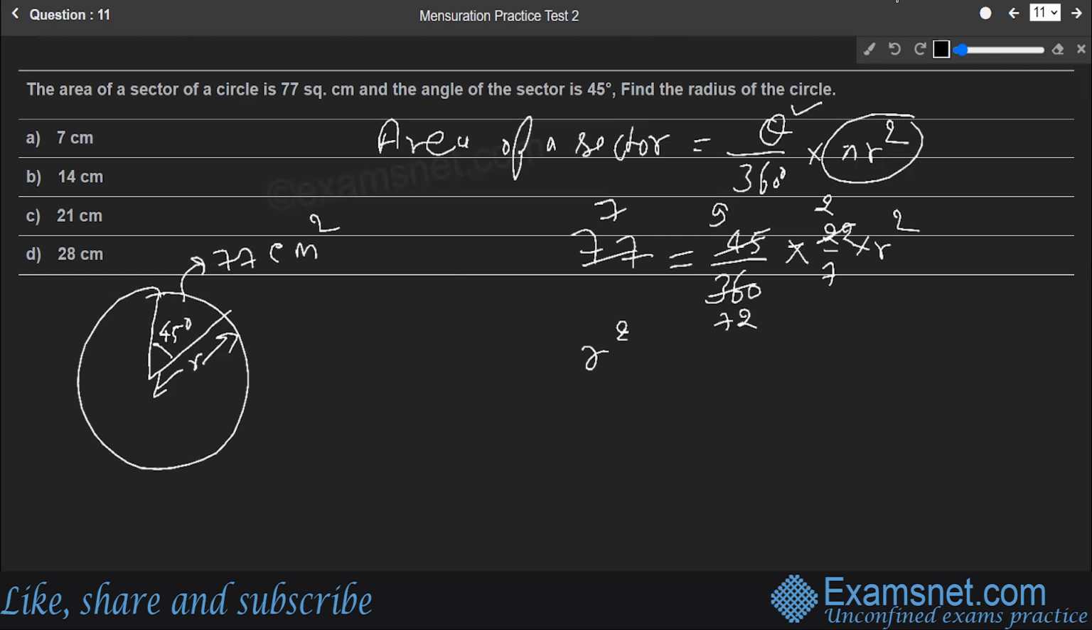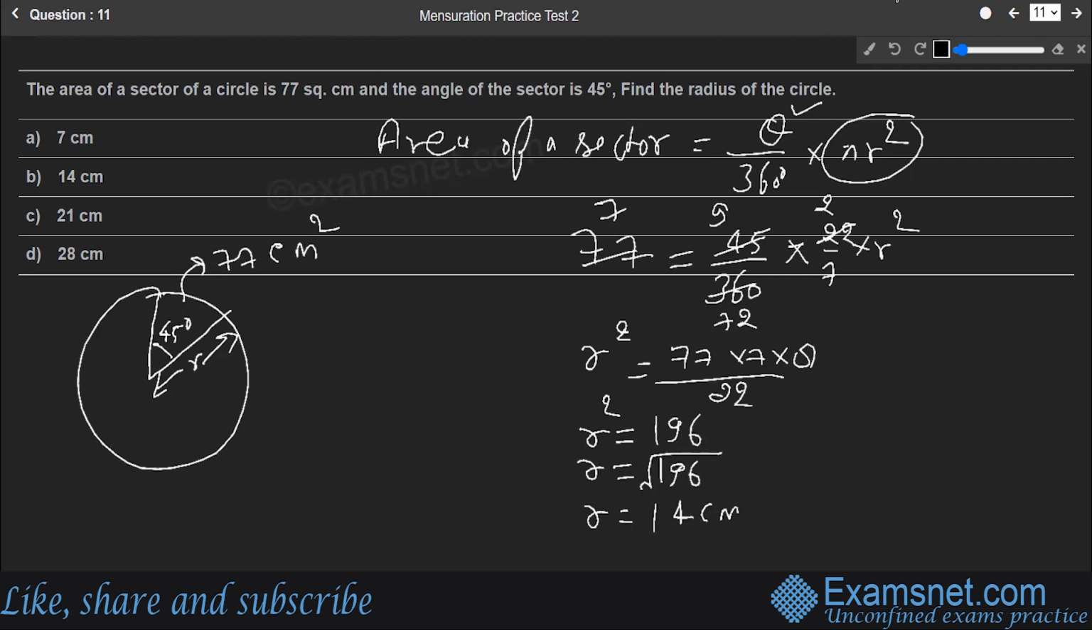So ultimately r square comes out to be 77 into 7 into 8 divided by 22, which is ultimately reduced to r square value as 196, which gives r value as under root of 196, which is nothing but 14 centimeters. So that is the ultimate radius he was asking for, 14 centimeter. Option number B is right.